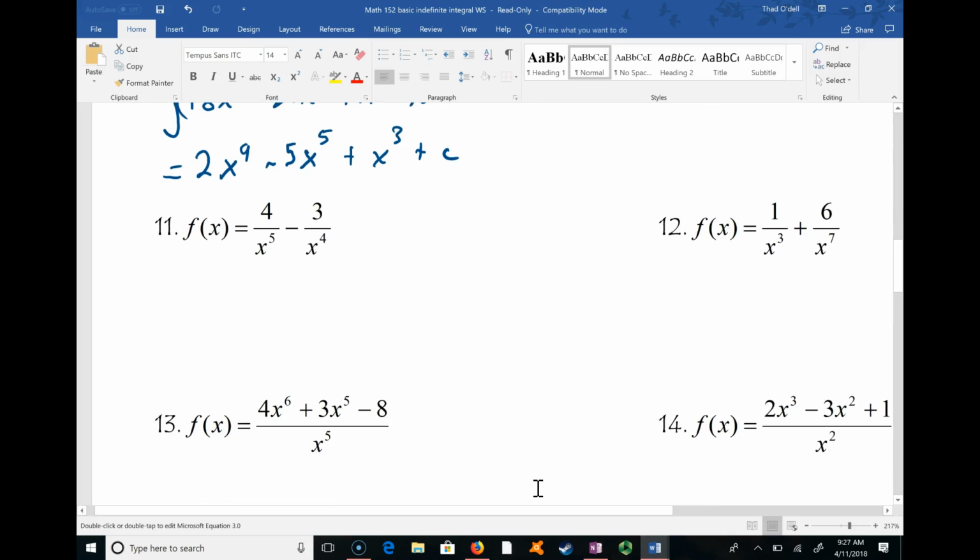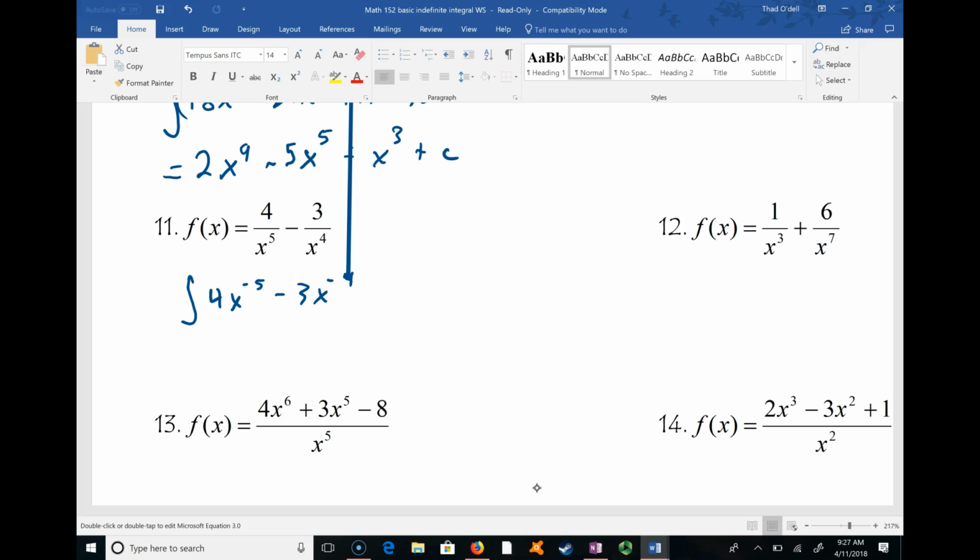Piece of cake. How about this one? Should we make a little adjustment to this before we take the integral? Wouldn't it make more sense to write this as 4x to the negative 5 minus 3x to the negative 4? Everyone understand why that would be helpful? So now it looks more like a power rule. Yeah?